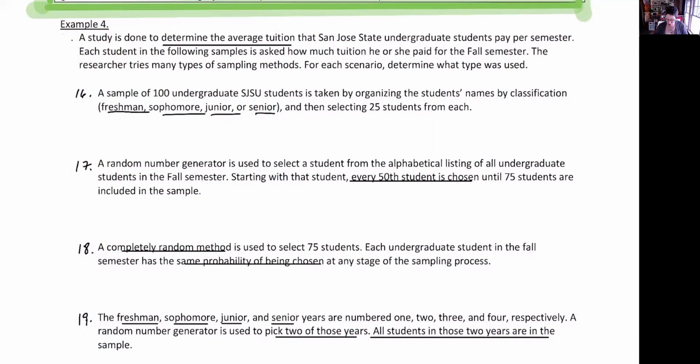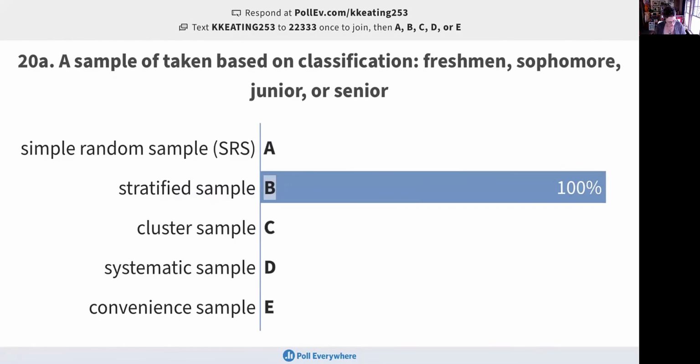And in just the last few minutes of class, let's talk about example 4. A study is done to determine the average tuition that San Jose State undergraduates pay every semester. I have a bunch of examples of how that study is done. Tell me what type of sampling method you think they're using in each of these examples. Number 16: a sample of 100 undergraduates is taken by organizing the students' names by classification and then selecting 25 students from each. What method do you think that is?